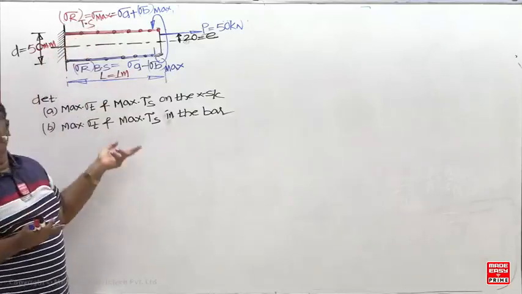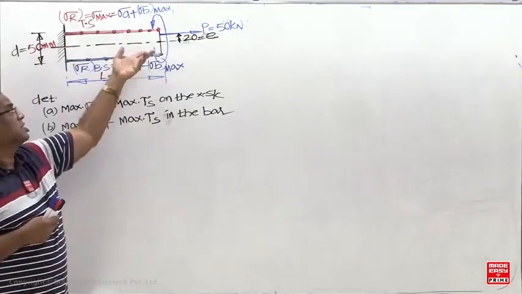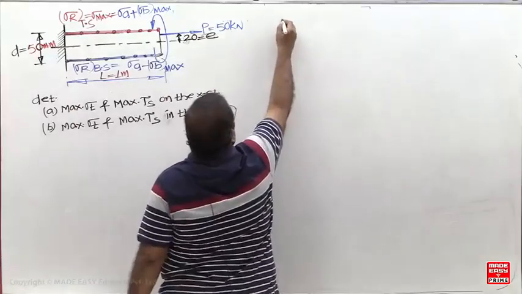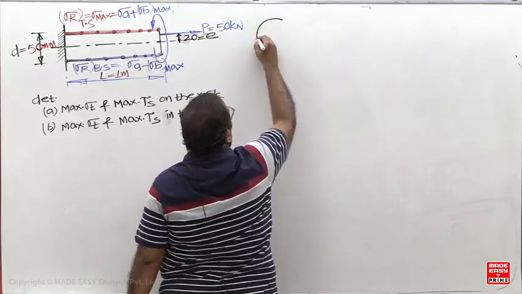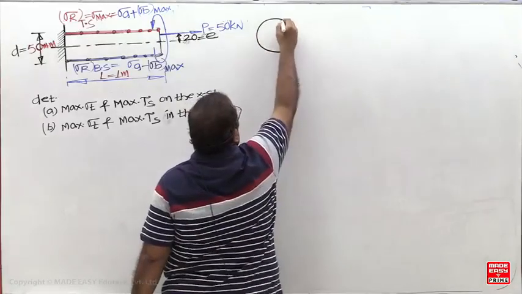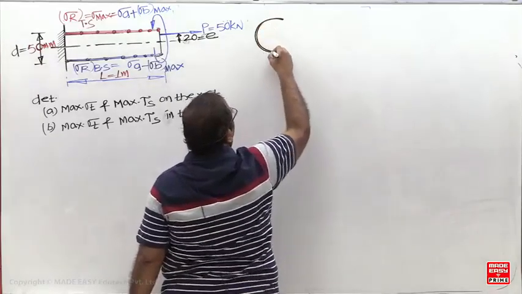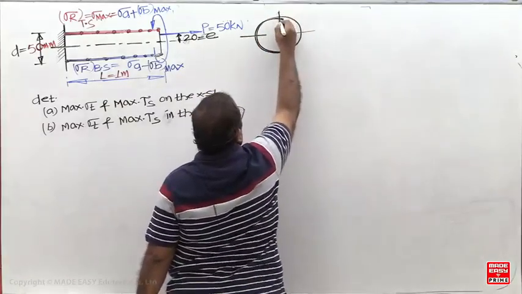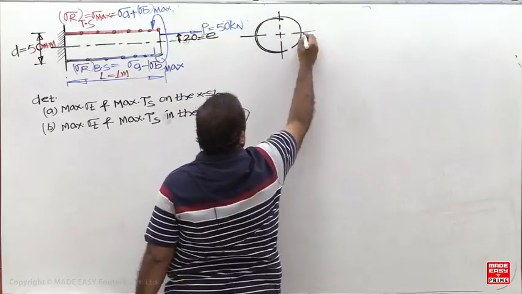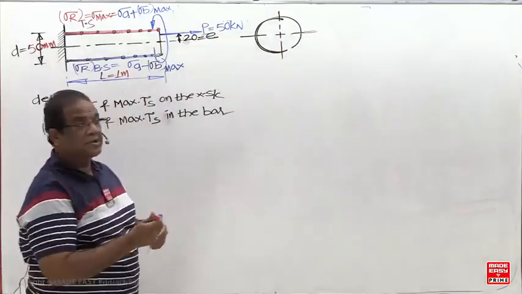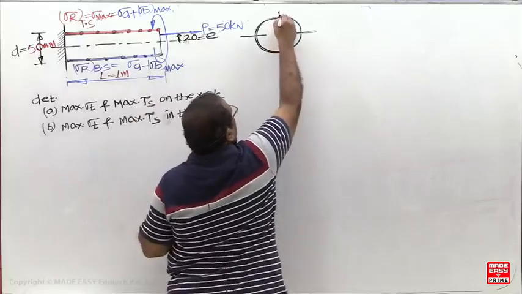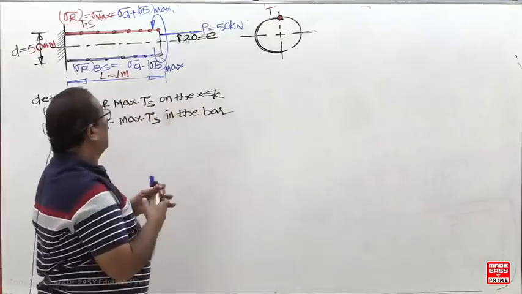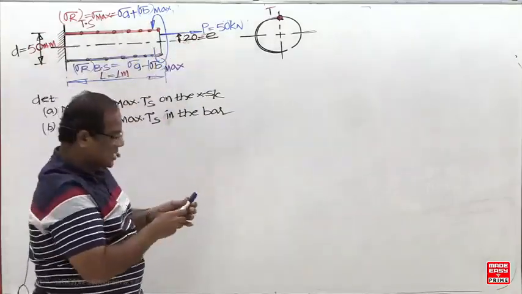And at top and bottom, what is the torsional shear stress? It is maximum at top and bottom. Now, which one is the critical point here? The top is the critical point. This is the top critical point. And is this stress tensile or compressive? The resultant is tensile.